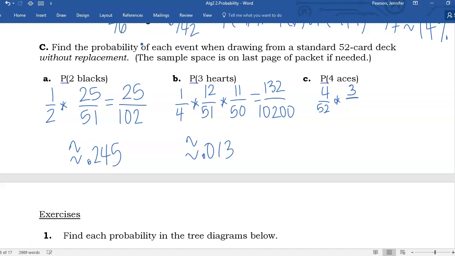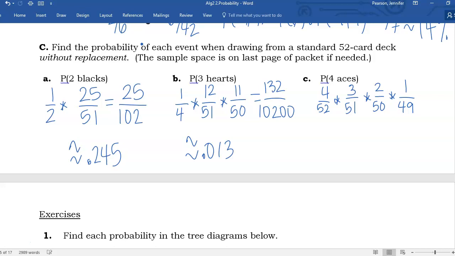Now, if you take an ace away, don't put it back. Now there's only 3 aces left out of the 51 cards left. Again, you take an ace away, you don't put it back. Now there's only 2 aces left out of the 50 remaining cards. And one more time, if we take an ace away, there's only 1 ace left out of the 49 remaining cards. Multiply these, we go straight across.